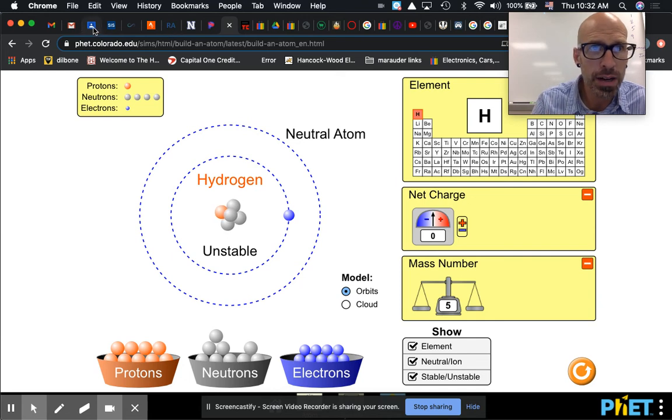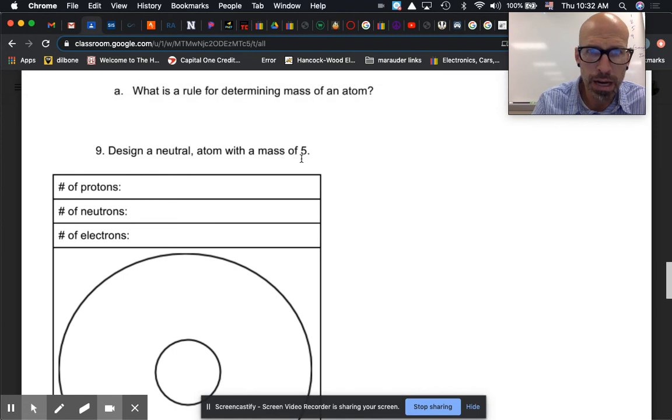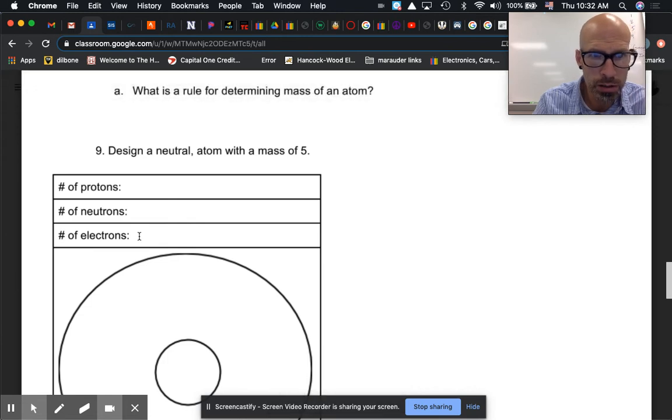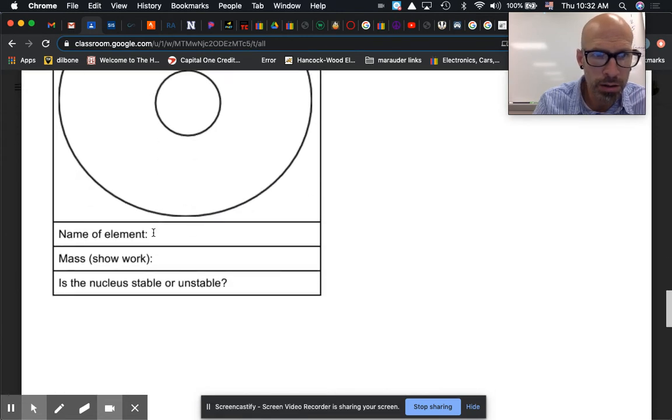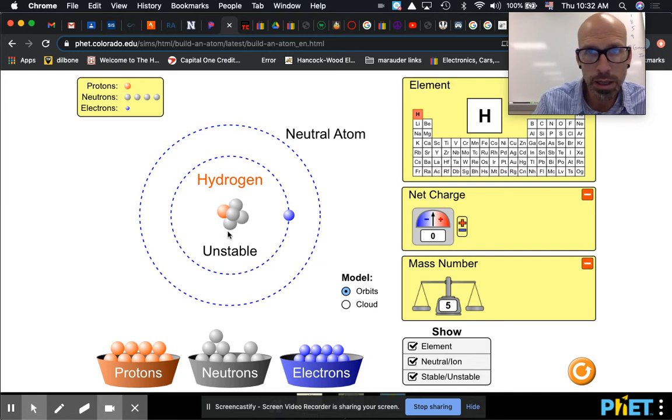So that satisfies what I was asked to do. A neutral atom, mass of 5. I had 1 proton, 4 neutrons, and 1 electron. Now, name of the element, for me it was hydrogen. Mass, 1 proton plus 4 neutrons equals mass of 5. Is the nucleus stable or unstable? Well, for mine, unstable. So I write that down. That's all you have to do.